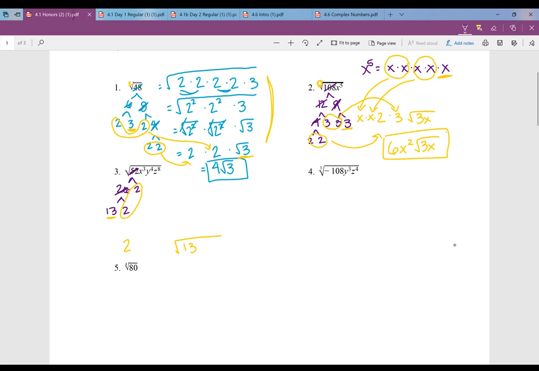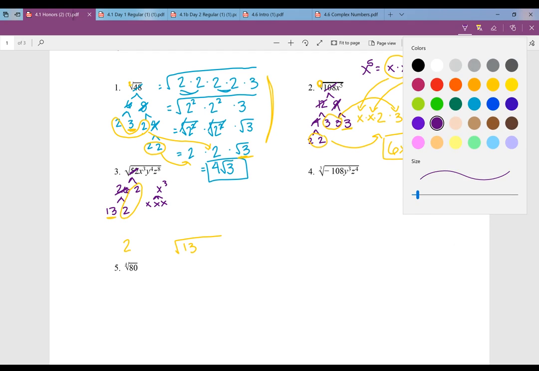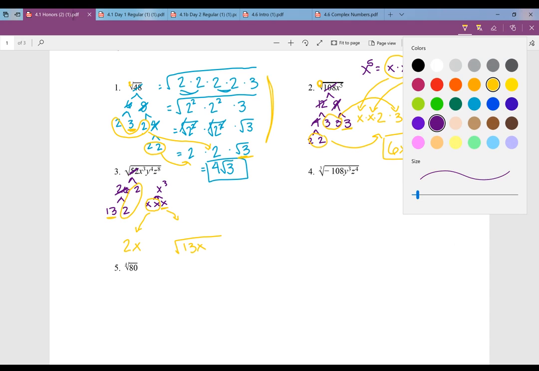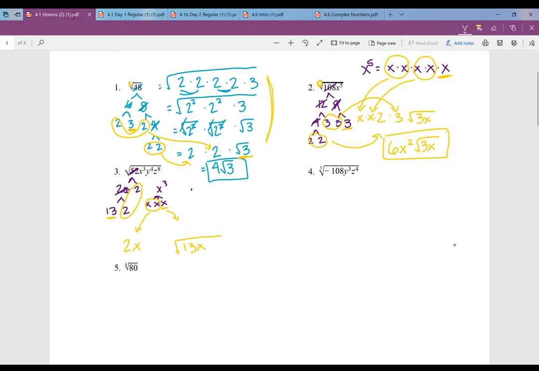Now let's talk about x cubed. Well, that's going to be x times x times x. So if we think about that, we have one group of 2 x's and 1 x left. So we're going to pull out 1 x, and our other x is going to stay under the radical. Now we've got y to the 4th. That's going to be y times y times y times y. So if we look for groups of 2 here, we have 2 groups of 2. So that means we're going to pull out 2 y's, one for each group.